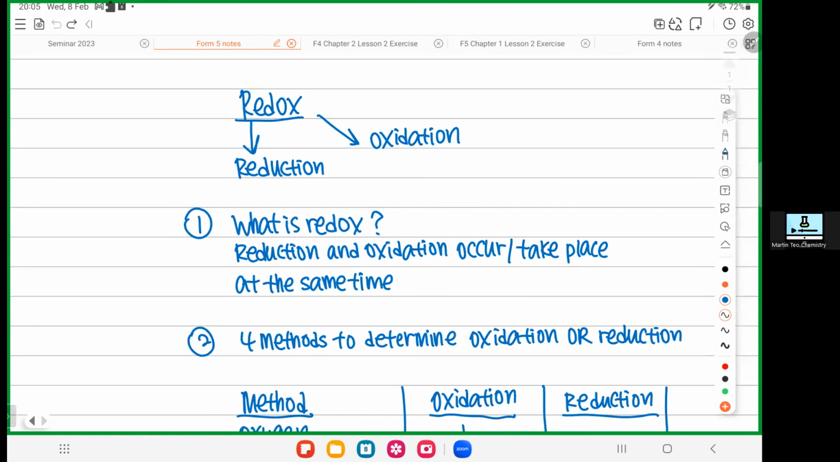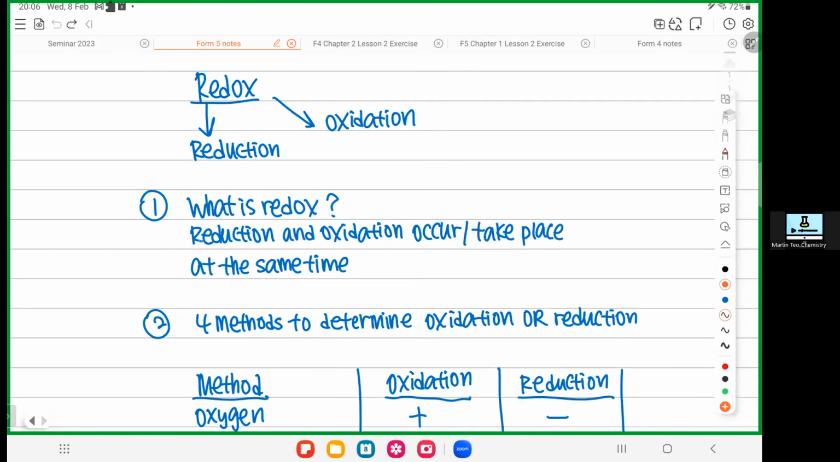So first of all, we learn what is redox. Redox means there is reduction and also oxidation. These two processes. So redox means reduction and oxidation occur at the same time. If the chemical reaction only has oxidation or only has reduction, that is not a redox. You must have both.